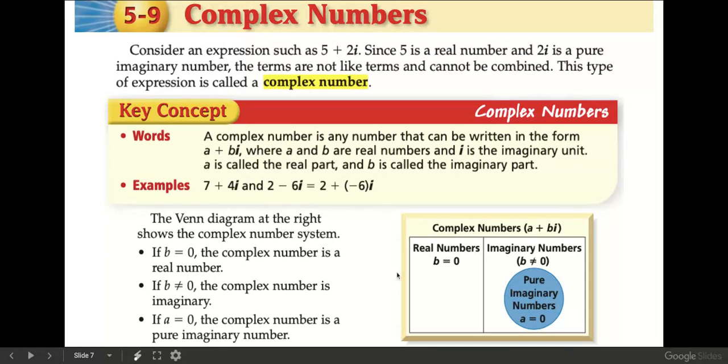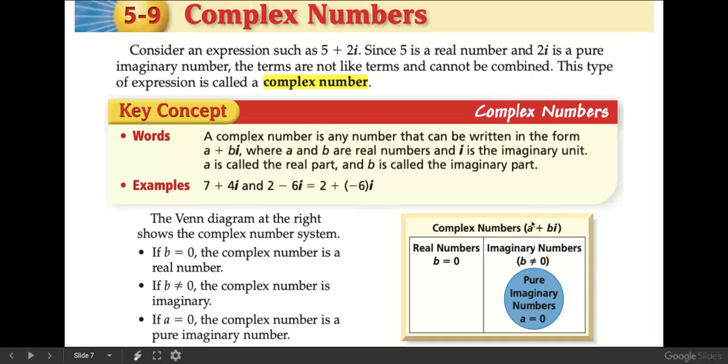This Venn diagram at the right shows the complex number system. If b equals 0, the complex number is a real number. If b doesn't equal 0, the complex number is an imaginary number. And if a equals 0, the complex number is a pure imaginary number. So basically, if you have a real number plus an imaginary number, this would be a complex number. If b is 0 and there's no imaginary unit to it, then it's just a real number, because this part would just be 0, and 0 plus a real number is a real number.